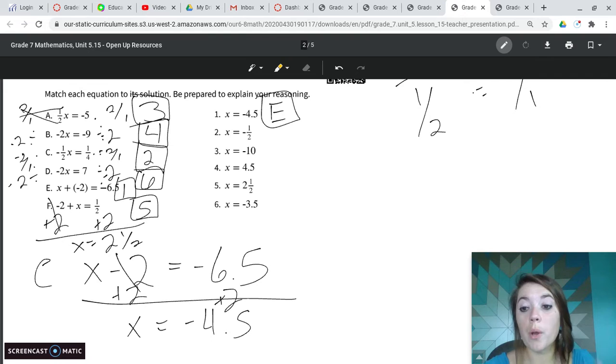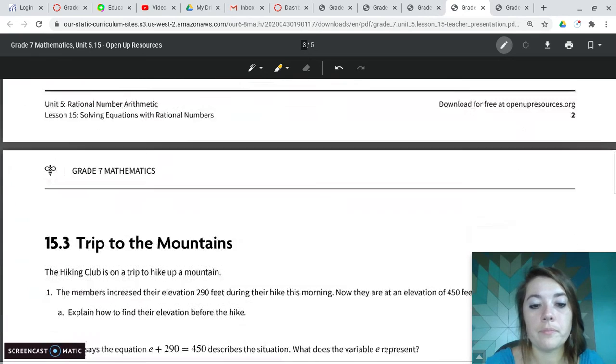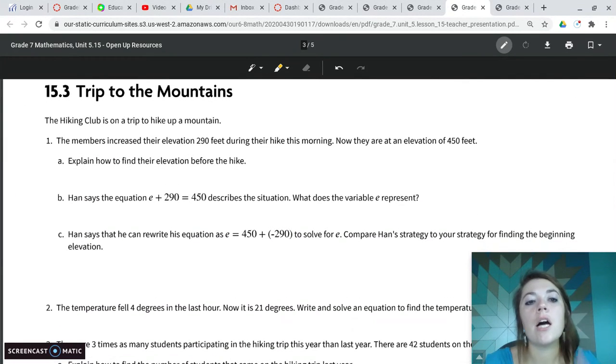So there's our matching there. So we really looked at additive inverses and reciprocals. So reciprocal is your key word for this lesson. Keep that in mind. All right.